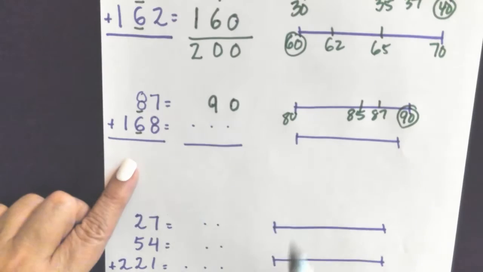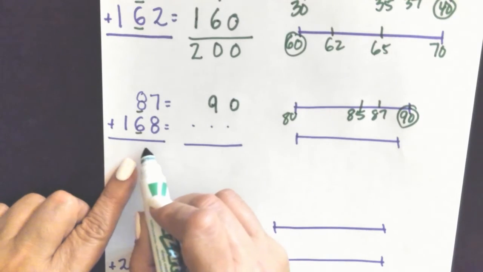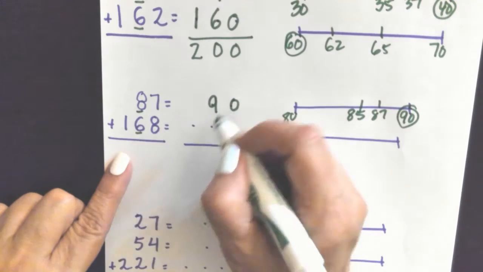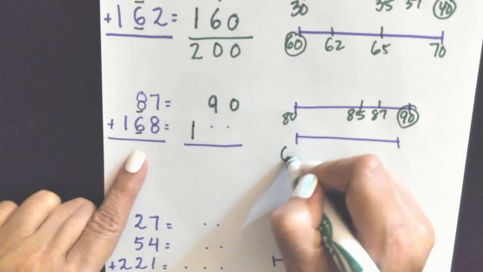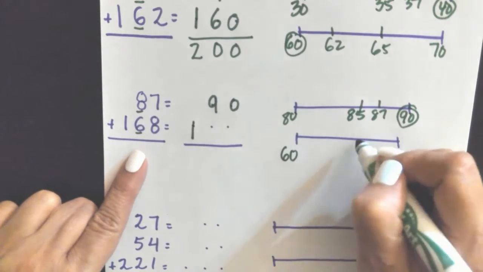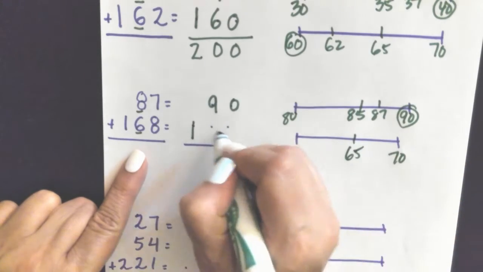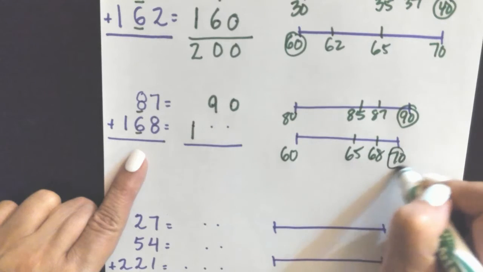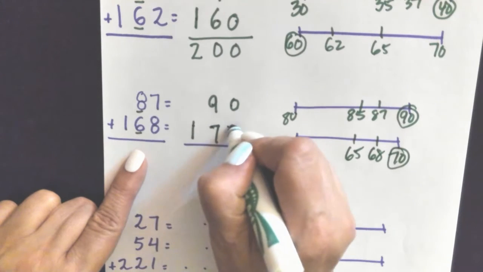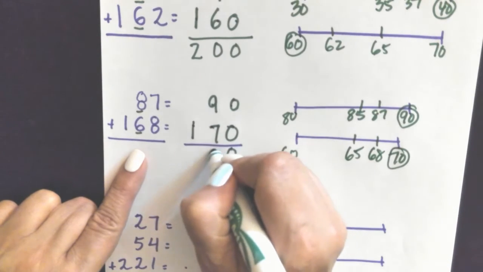Okay, 168. Again, I don't need the 1 because I'm not rounding to the hundreds place. I'm rounding to the tens place. So that's 60, 70, 65. So, wait, 68. So it's rounded to 70. See how easy that was?